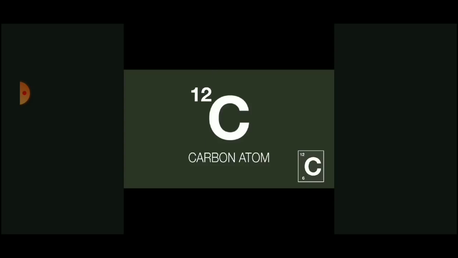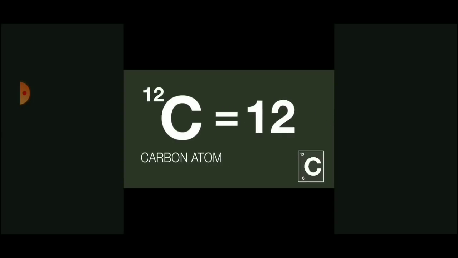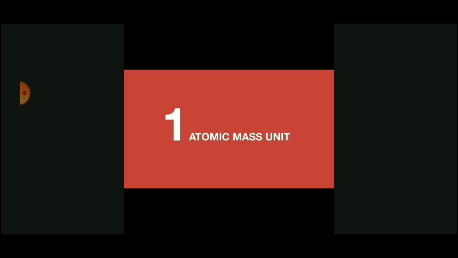It is somewhat more complicated because most of the naturally occurring elements exist as a mixture of isotopes, each of which has its own mass. The atomic mass of carbon given in the periodic table is 12.01 AMU, but not 12 AMU. Remember, therefore, one atomic mass unit is equal to 1 by 12 of the mass of a carbon-12 atom.